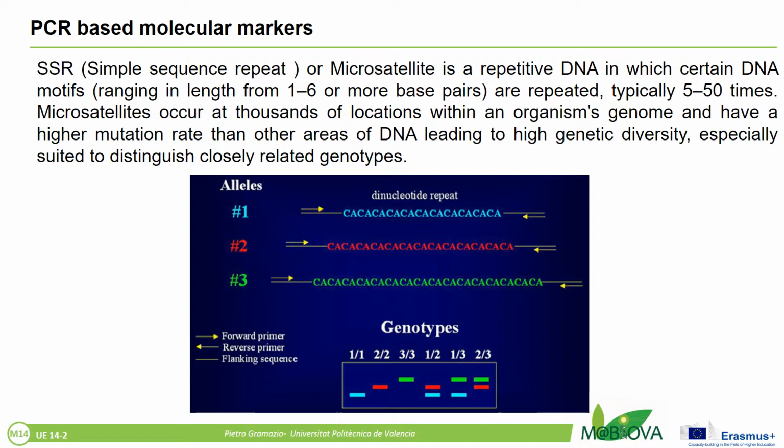So let's move to a very important molecular marker, the SSR, simple sequence repeat, or microsatellites. It is a repetitive DNA in which certain DNA motifs ranging in length from 1 to 6 or more base pairs are repeated, typically from 5 to 50 times. Microsatellites occur at thousands of locations within an organism's genome and have a higher mutation rate than other areas of DNA, leading to high genetic diversity, especially suited to distinguish closely related genotypes.